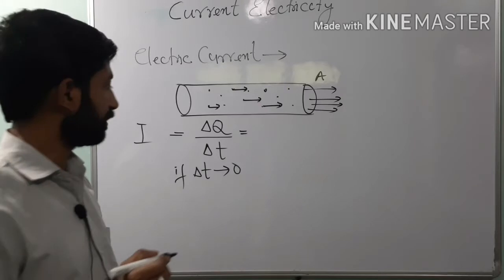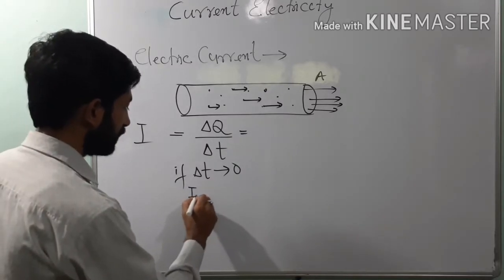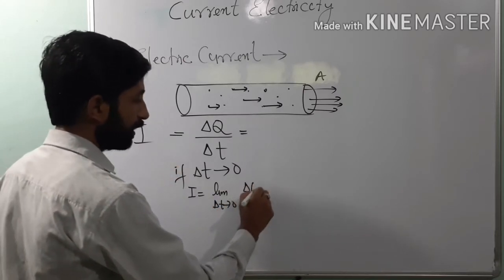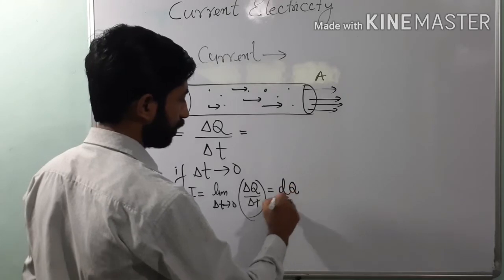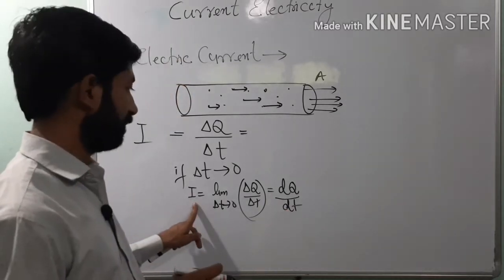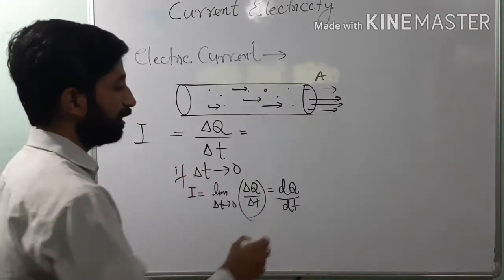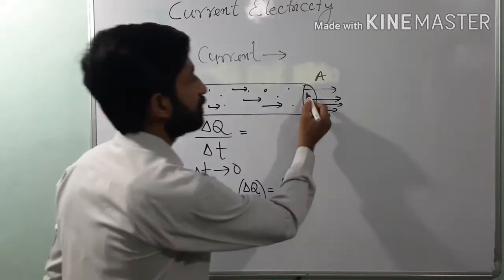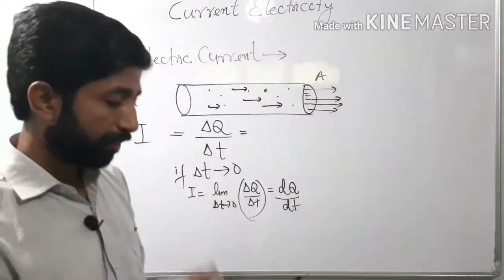you know what this indicates: the time interval is very small or short. Then electric current is given by the limit as delta T tends to 0 of delta Q over delta T, and this equals dQ over dt. In mathematical language this is the instantaneous current, or the time rate of change of electric charge. In a very small interval of time, this much charge has gone through this particular area A. So this is the instantaneous current through this region A.